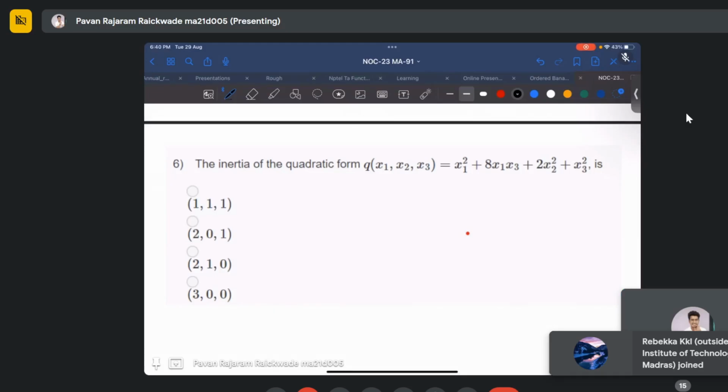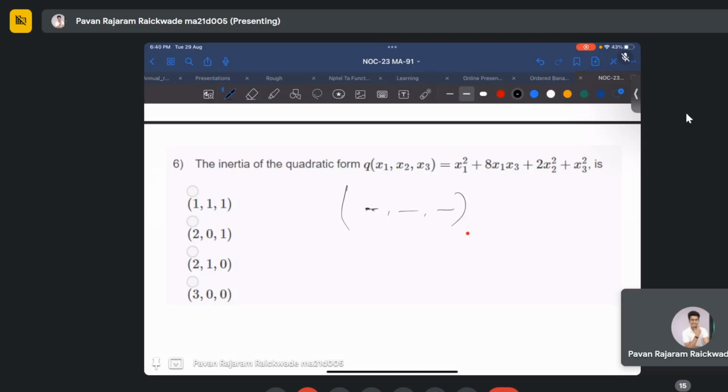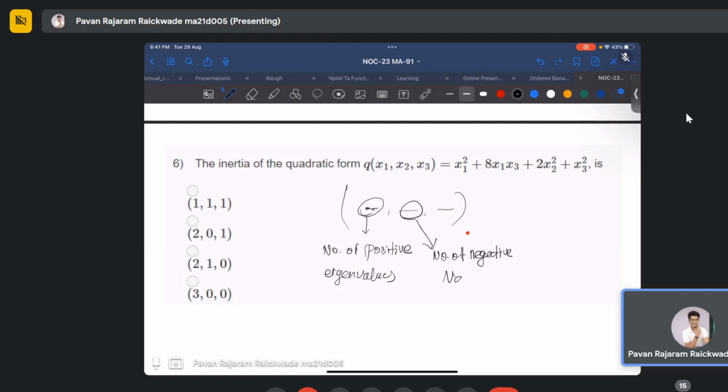Inertia is the number of positive eigenvalues, the number of negative eigenvalues, and the number of zero eigenvalues. So it's a three-tuple. The first one is the number of positive eigenvalues. The second one is the number of negative eigenvalues. The third one is the number of zero eigenvalues.